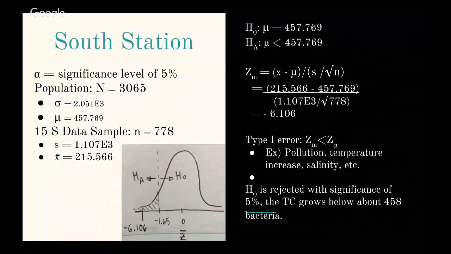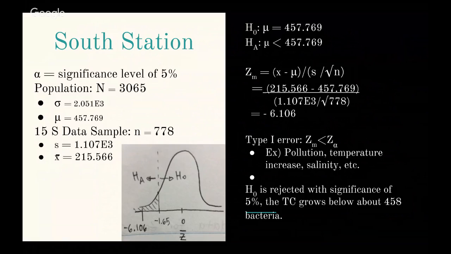For the southern station data, we had an overall population mean of 457.769, standard deviation of 2.051 to the third power, and total population of 3,065. We took the data from the corresponding 15 southern station only and found a sample mean of 215 and a standard deviation of 1.107 to the third power and the sample size of 778.